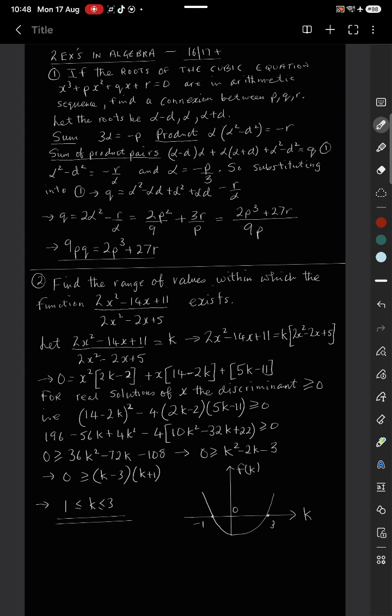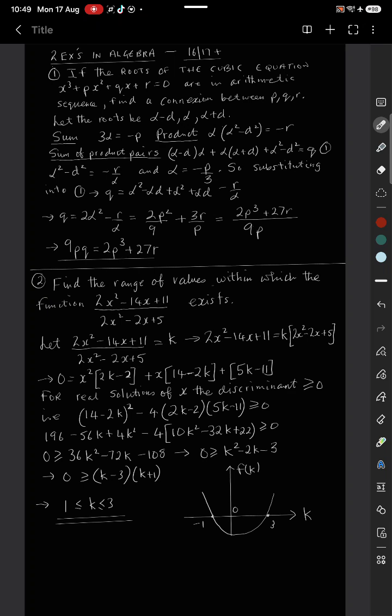So let the roots be alpha minus d, alpha and alpha plus d. Those are in arithmetic sequence. So the sum of the roots will be minus p, and adding those roots together, we get 3 alpha. So 3 alpha is minus p. Similarly, the product of the roots is alpha times alpha squared minus d squared. That's got to be minus r.